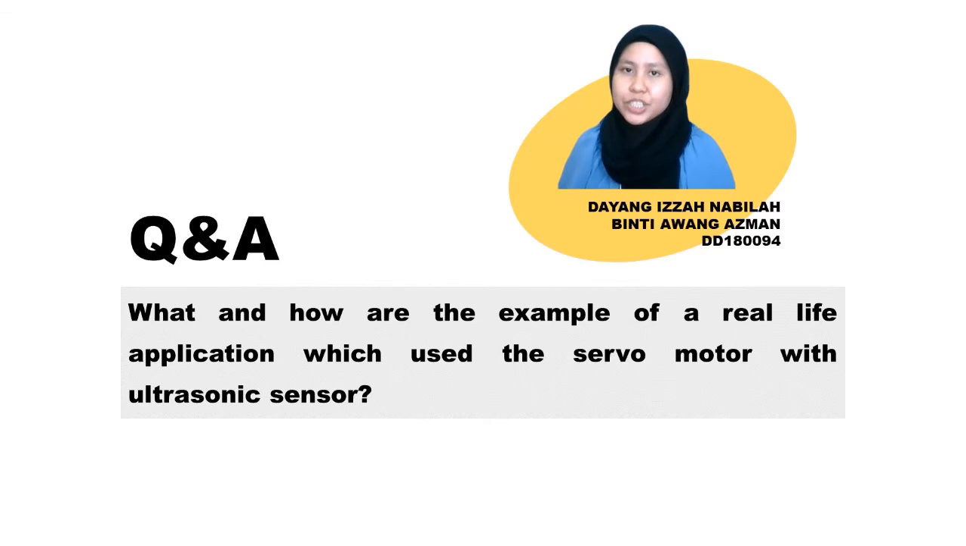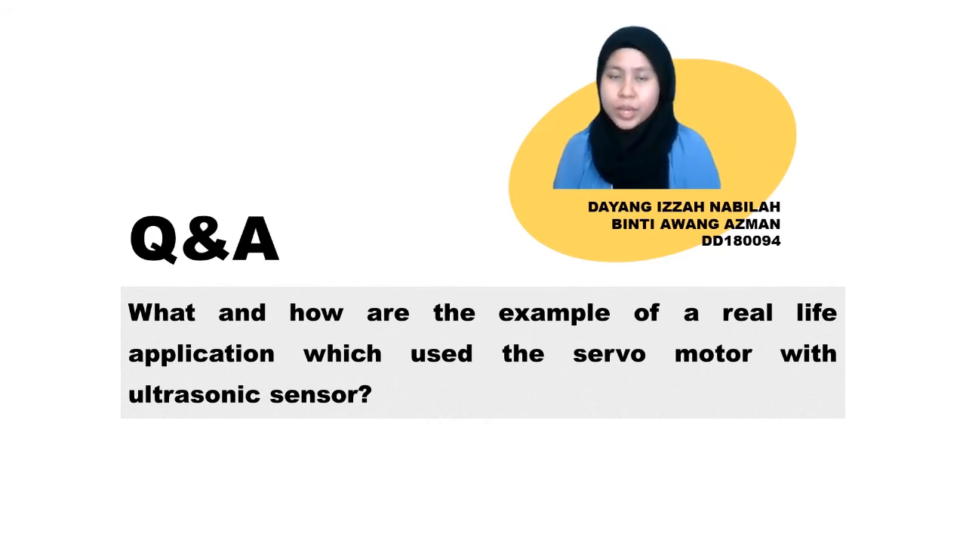For the Q&A session, the question is, what are examples of a real-life application which uses the servo motor with an ultrasonic sensor, and how do we use it? So I'm going to provide 3 examples. The first one is the revolving doors or the automatic doors. This one is the basic or common one. When a person wants to enter a zone, the sensor will measure the distance between the person and the door, which will then automatically open.